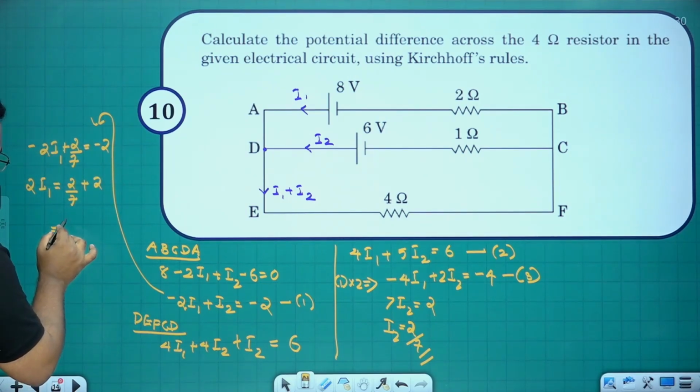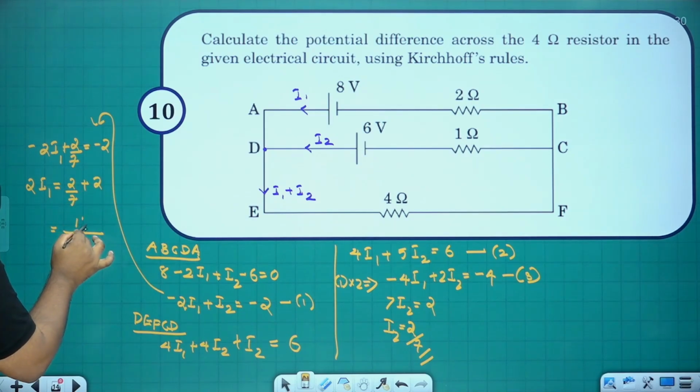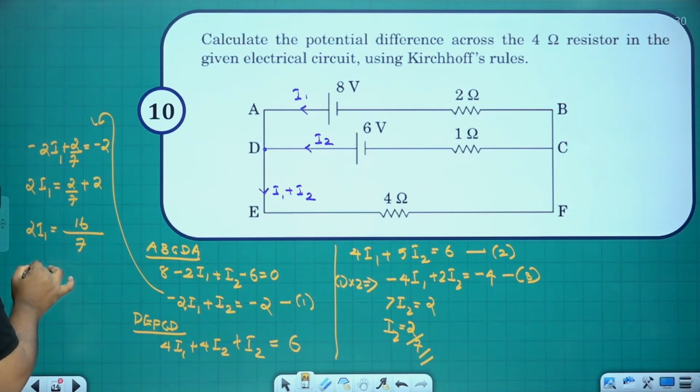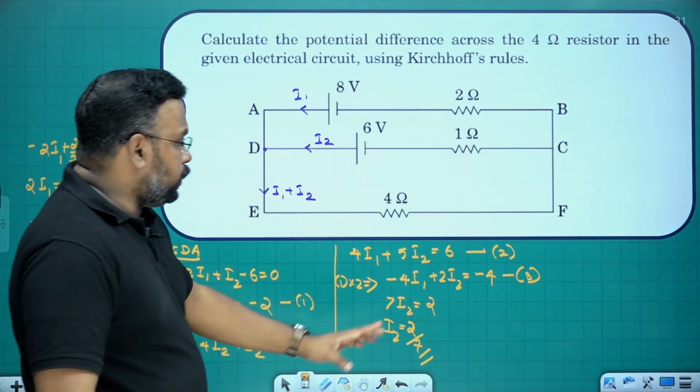So you can take 7 as LCM. So we get 7 into 2, 14 plus 2, 16. 16 by 7 is 2I1. So I1 is equal to this divided by 2, we'll get 8 by 7 ampere. Right. So we got I1 as 8 by 7 and I2 as 2 by 7.